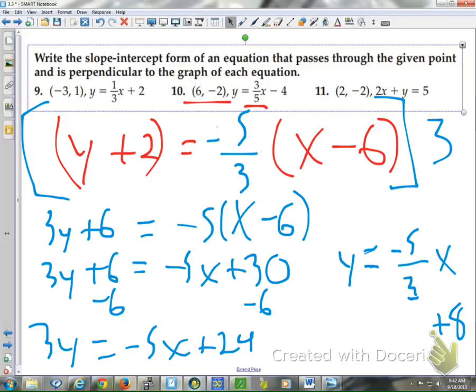Anyway, questions before we do another one. I cannot emphasize this enough. All you need is the slope from the original line, and then you have to use your point in point slope form. Okay, try number 11. We're going to do number 11 in both parallel and perpendicular. Number 11 is unlike number 10 because it's not already in slope-intercept form. You're going to have to solve for y first.